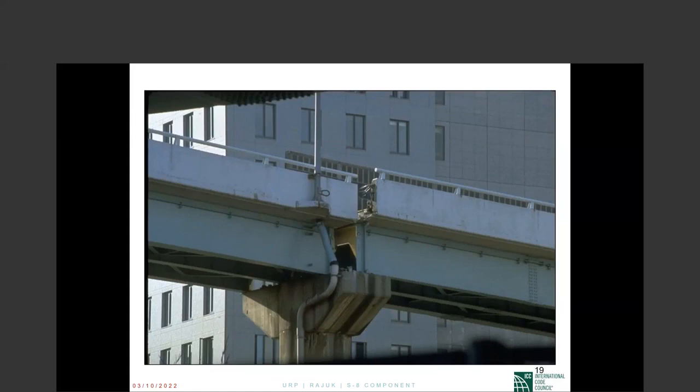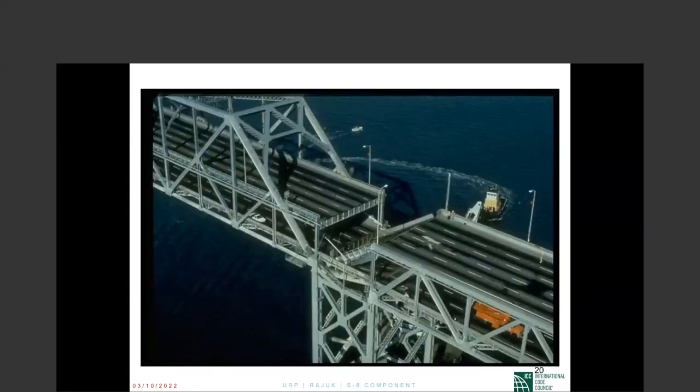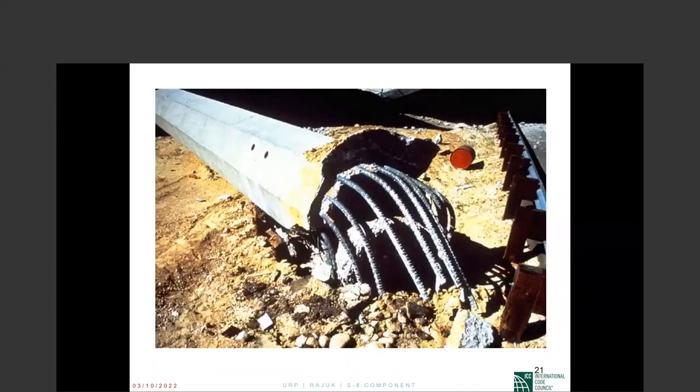More details at the support locations. This is the old Bay Bridge, the eastern span, and this is a failure of the panel due to short support length. These are two structures, the one to the right and the one to the left. They moved apart during the earthquake, and that caused the panel at this expansion joint to drop. So seat width, or support length, is extremely important when you allow movement for the bridge.